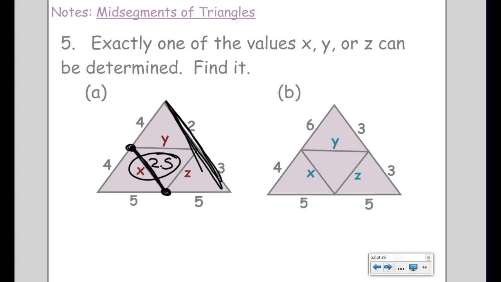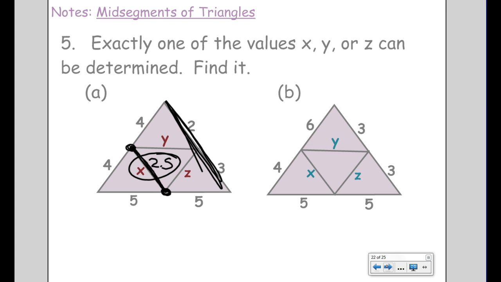I did. Good. Who else wants me to check? Can you do B, please? Let me see. Very good. They're just staring. Come on! Which one's the midsegment? Which one? It's kind of fun to figure out which one it is. Good.